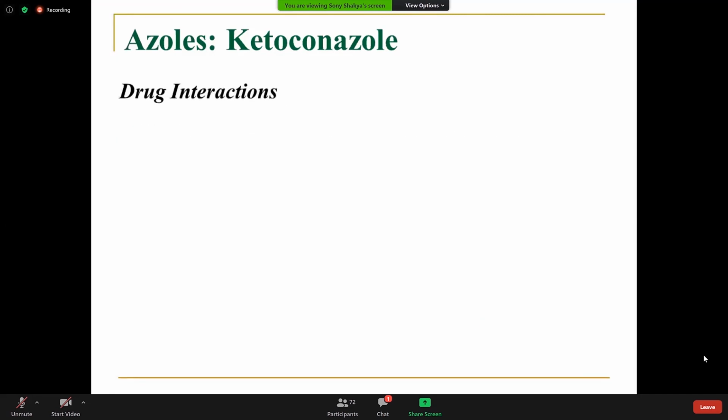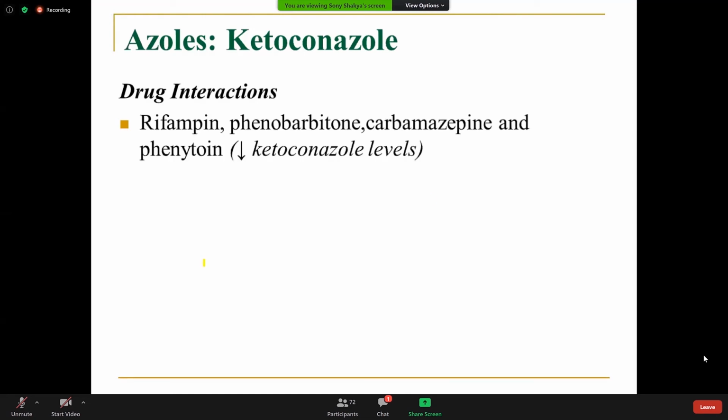So what are drug interactions? I told you we expect a few more drug interactions here. Rifampin, phenobarbital, carbamazepine, and phenytoin decrease ketoconazole level. They decrease the plasma concentration of ketoconazole because they are liver enzyme inducers.